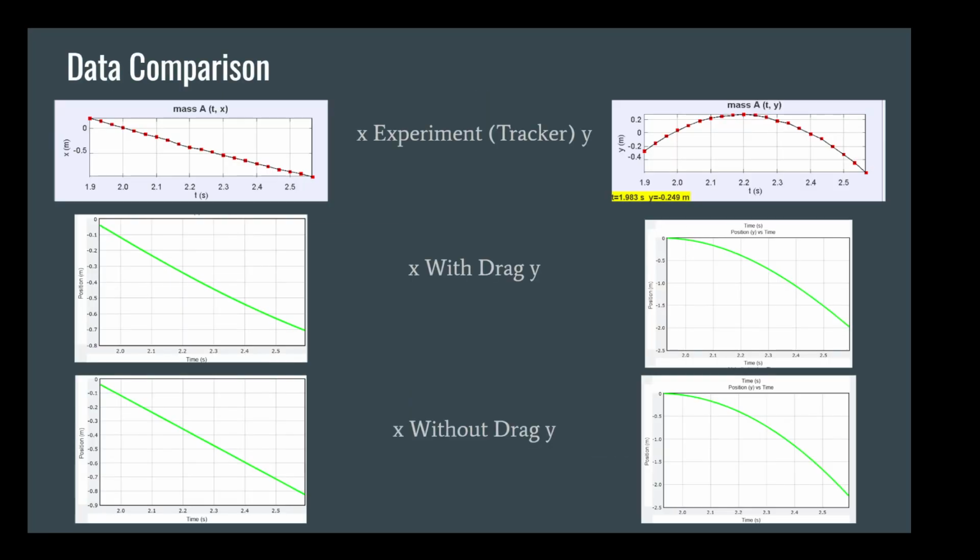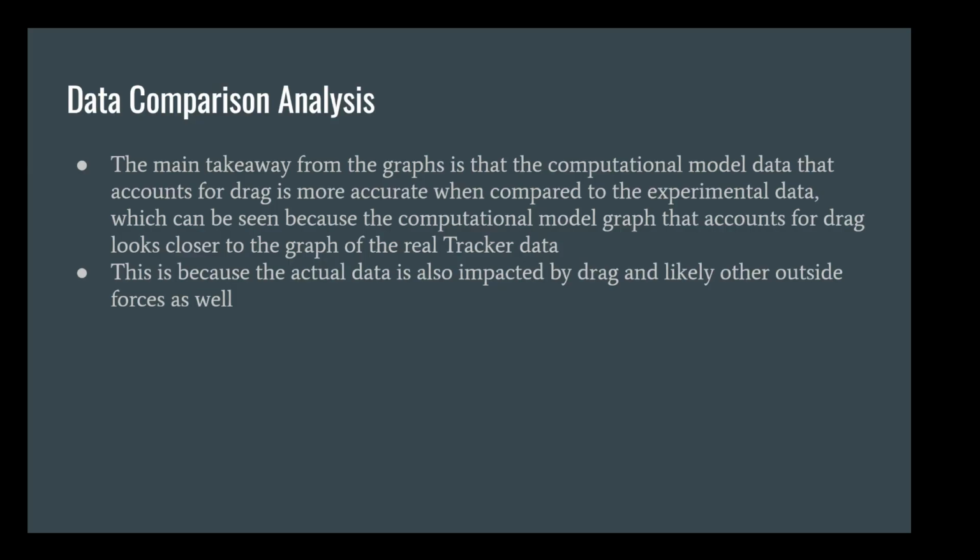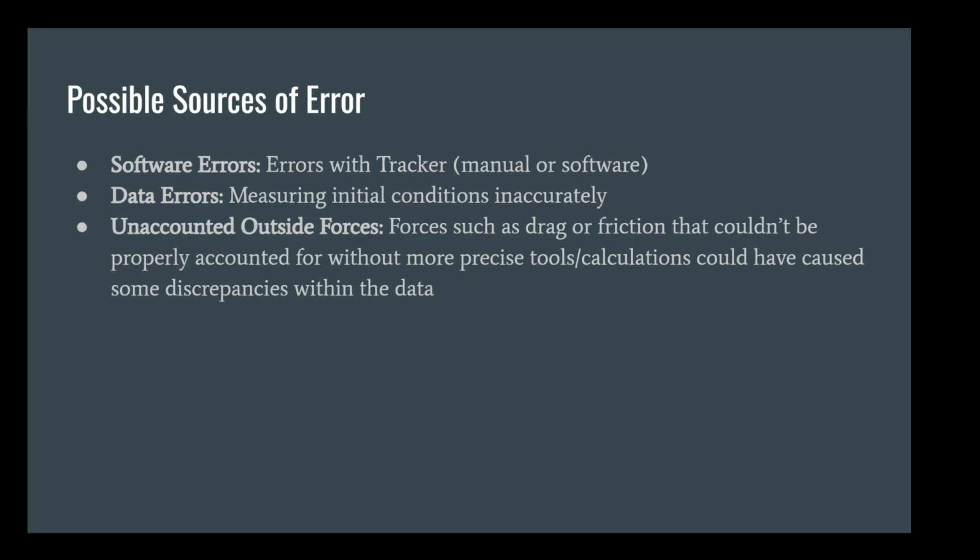For some data comparison, we can see that although the difference is slight, the data from the computational model that accounts for drag is much more similar to the data of the actual Tracker, because we can see the slight curvature in both, and also the more skewed parabola in the y direction. As I was saying, the main takeaway from the graphs is that the computational model data that accounts for drag is more accurate when compared to the experimental data, because the computational model graph that accounts for drag looks closer to the graph of the real Tracker data. This is because the actual data is also impacted by drag and likely other outside forces as well.